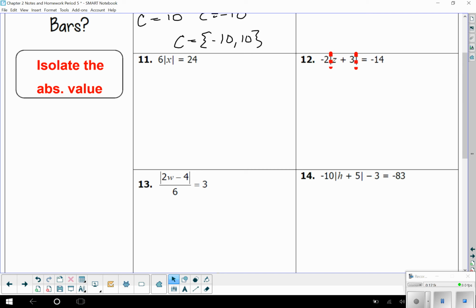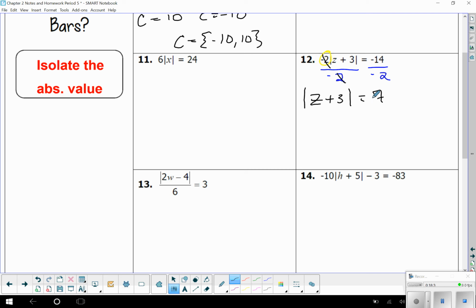So if those are the absolute values, what do you think that the negative 2, this guy right here, is doing with the absolute value bars there? Hopefully you said multiplication. So we need to get rid of it. So we're going to divide by negative 2. Those are going to cancel, and we get the absolute value of z plus 3 equals 7. So far, this has been working out for us, and that's a good thing.